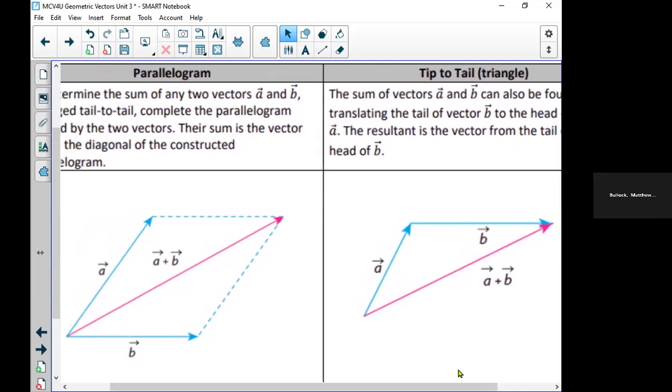Okay, hopefully you guys can see that geometrically it's equivalent. Whether you construct a parallelogram or you choose to do the tip to tail, the magnitude and direction of your newly constructed vector will be equal, no matter which way you do it. Okay, so as Ms. Albert said, typically tip to tail is a little bit easier, but both will work.